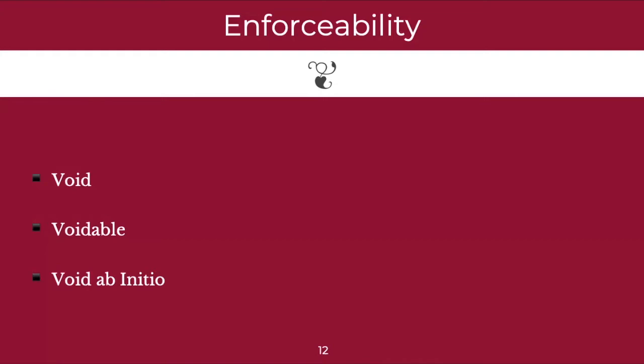Void ab initio is a Latin term which means void from the beginning. This is when it is as if the contract never existed from the beginning of which it was entered into.